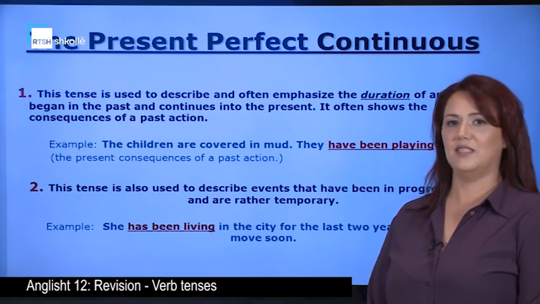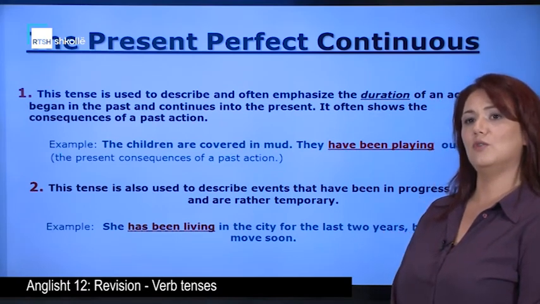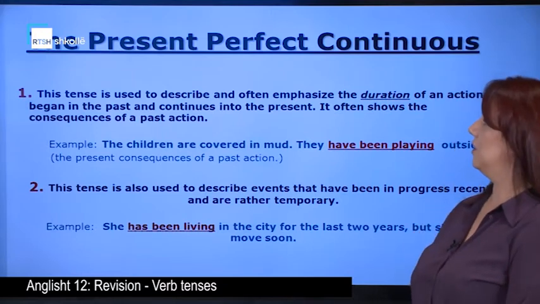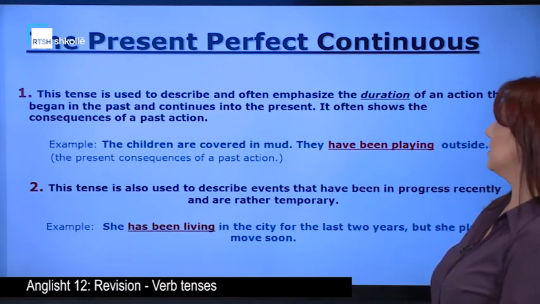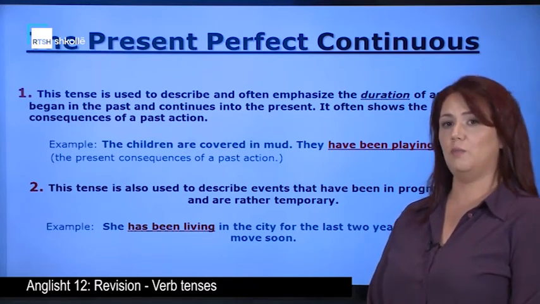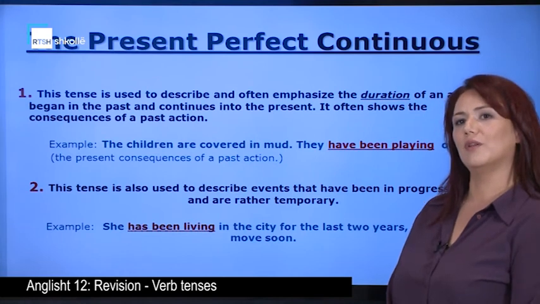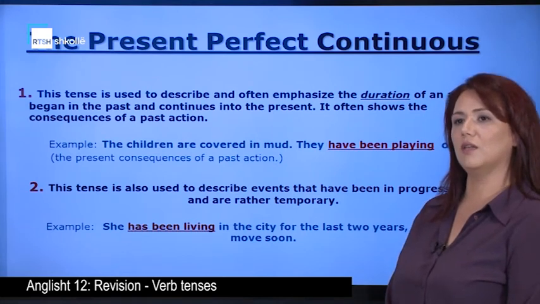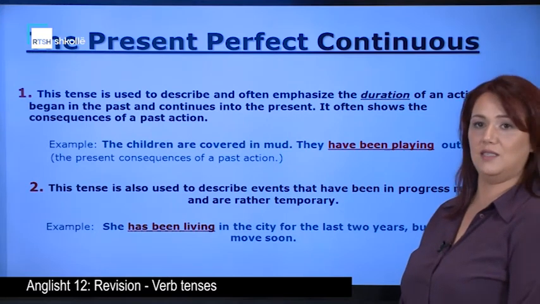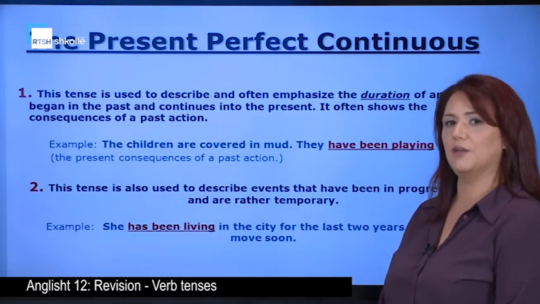The present perfect continuous. This tense is used to describe and often emphasize the duration of an action which began in the past and continues into the present. It often shows the consequences of a past action. For example, the children are covered in mud. They have been playing outside. This is the present consequence of a past action.